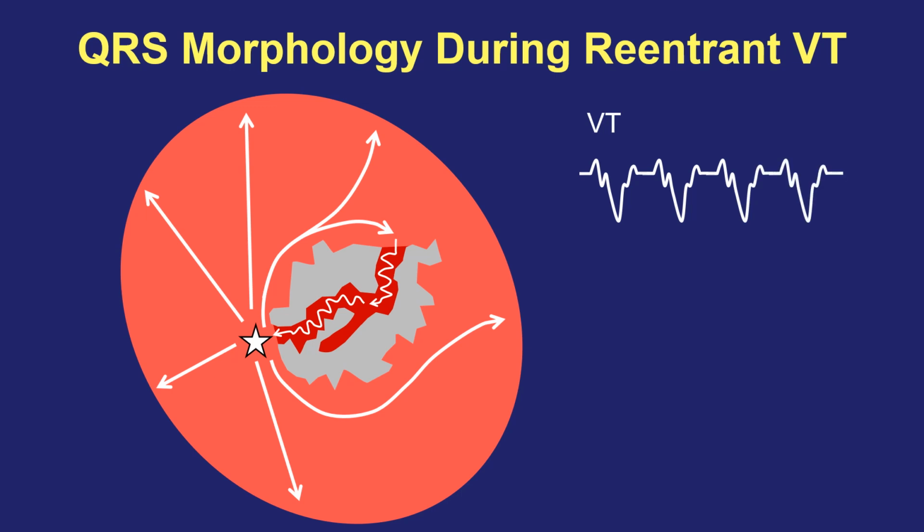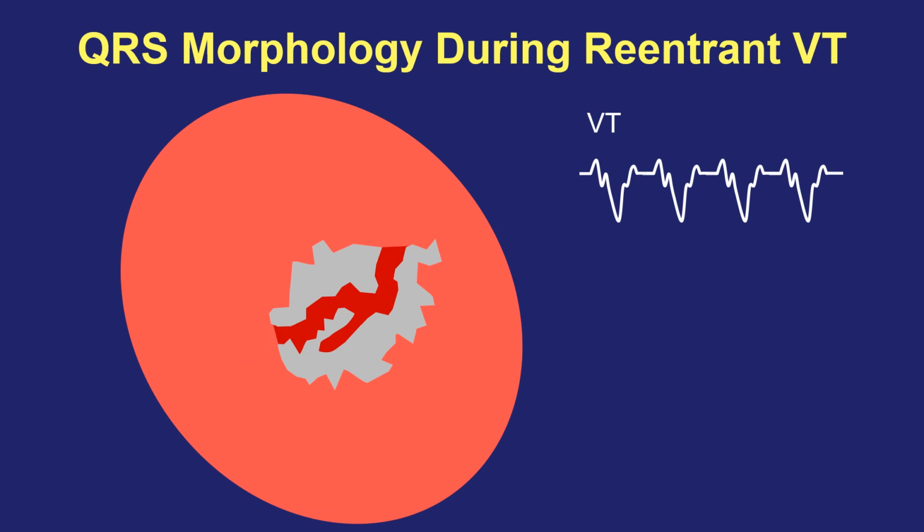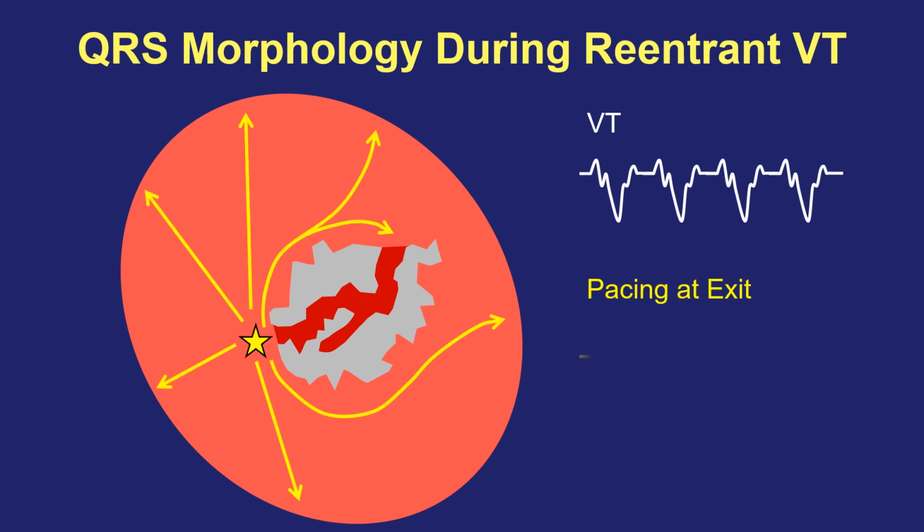Because here during VT, we're going to generate the QRS only from this one location because we have unidirectional wavefront propagation through the scar to the exit, and in fact this end is the entrance, so you're not going to generate a QRS from here during VT. If you were to pace from the same site where the exit is, you're going to get the same QRS morphology as the VT was creating, obviously slower, assuming you're pacing at a slower rate, or of course you could pace at the same rate as the VT and then you would replicate the VT morphology both in terms of shape and cycle length.